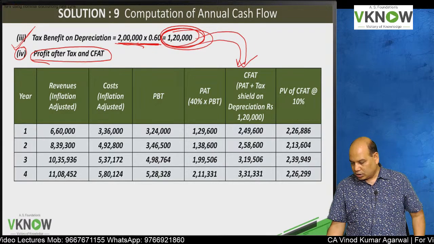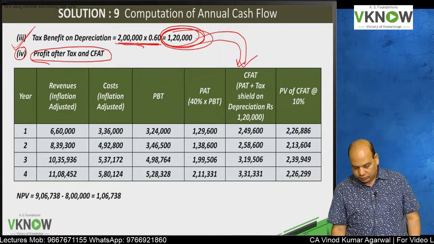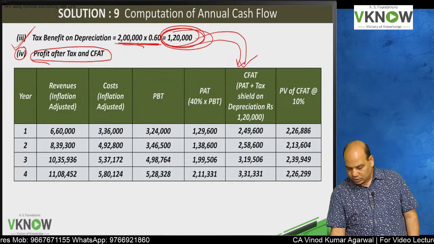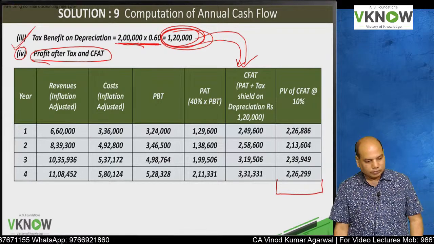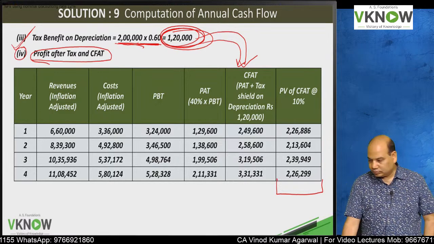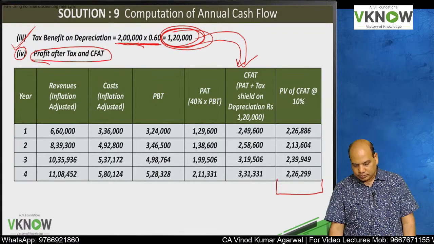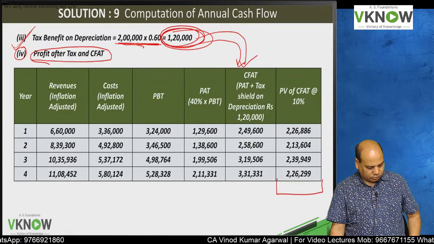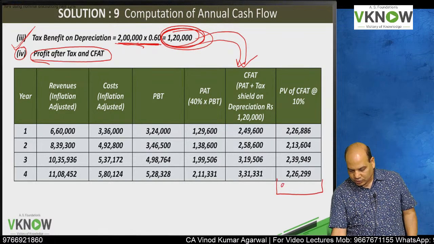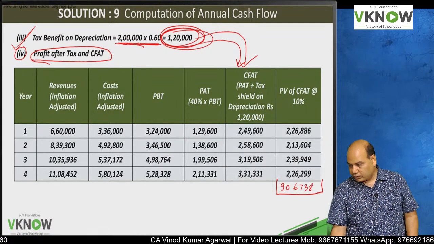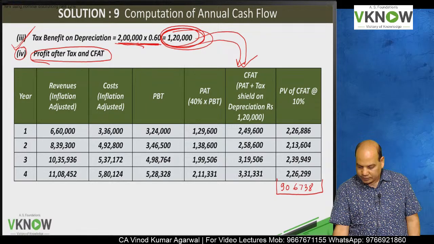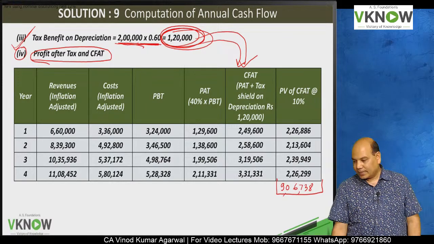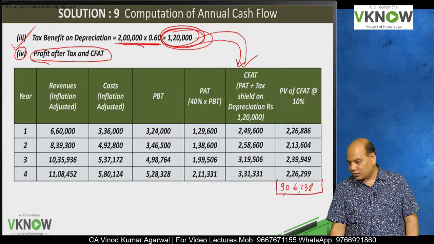Please give me the total of the last column. I don't have the total of the last column. Total of the last column, anybody here? Just check, is it 9,06,738? Confirm. Is it right? Okay.